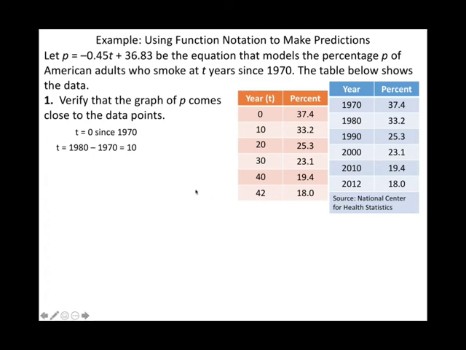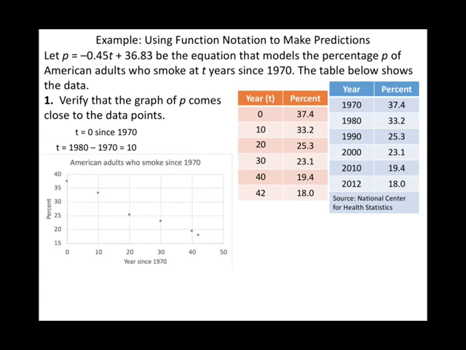Okay. Now we're going to use these coordinates to construct a scatter plot. Make sure your scatter plot has a title, and label the x-axis and the y-axis. You should have a picture like this. Okay, 0, 37.4, 10, 33.2. So we have the scatter plot.